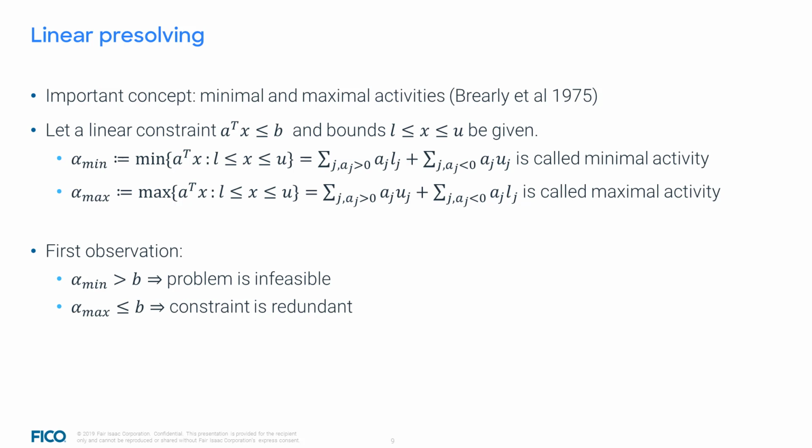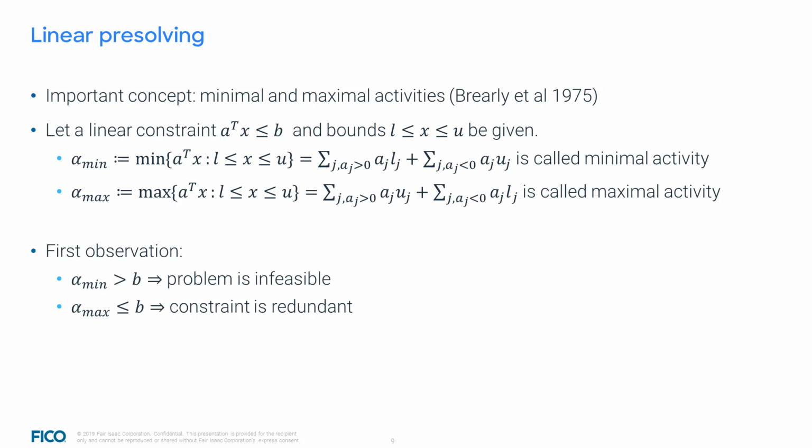For a minimal activity, the variables should contribute as few as possible. Hence, we apply the lower bound of the variables to all the aj's greater than 0. Vice versa, we apply the upper bounds to the negative coefficients of the constraint. Maximal activity is defined similarly, lower and upper bounds simply change roles.